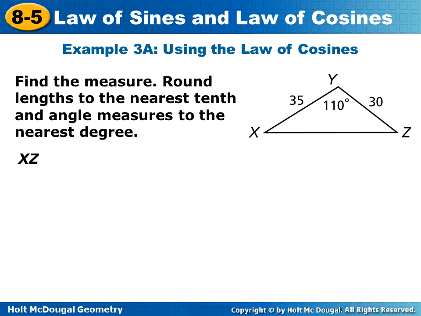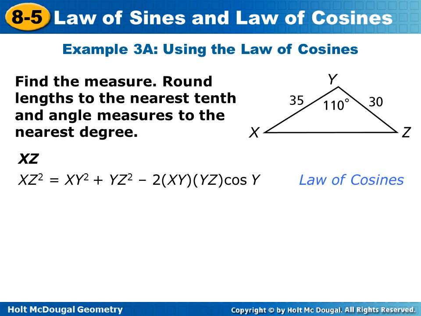Now the line XZ is what we're trying to find here. So we use the law of cosines. We say XZ squared equals XY squared plus YZ squared, so that's all three sides, minus twice XY times YZ times cosine of Y, because Y is opposite XZ, which is on the other side of the equal sign.